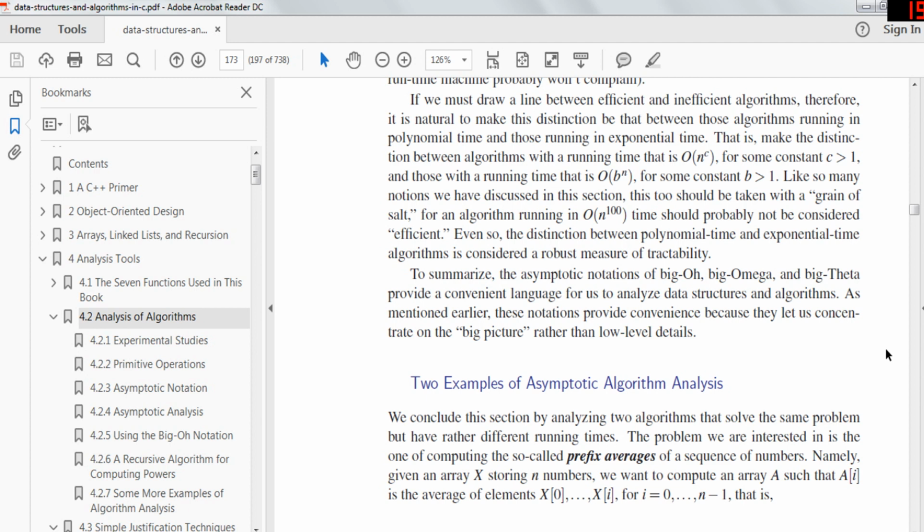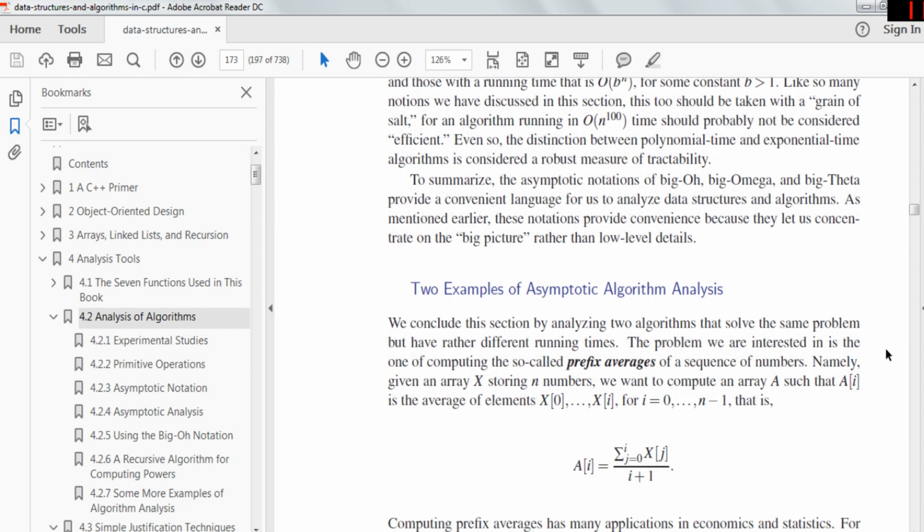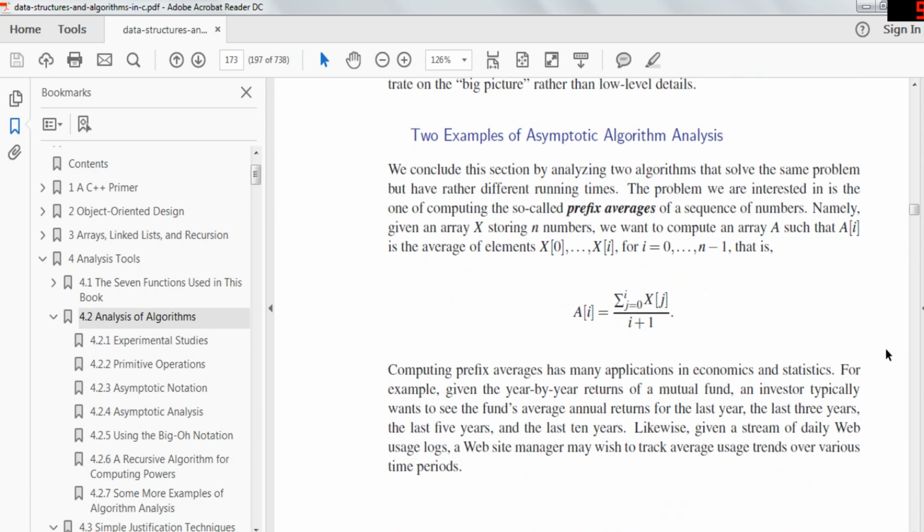If you have to draw a line between two algorithms, you have to draw a line, okay? To summarize, the asymptotic notation of big O and big theta provide a convenient language for us to analyze data structures and algorithms. As mentioned earlier, this notation provides convenience because it lets us concentrate on the big picture rather than the lower level details.